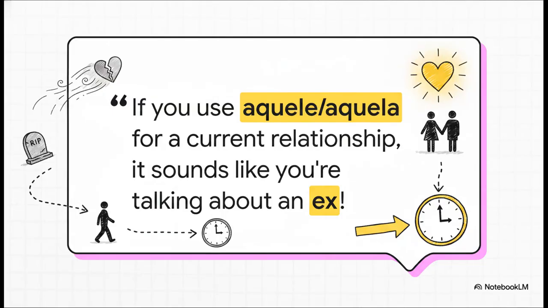And hey, if you need a really sticky way to remember this, here you go. If you're talking about your current relationship and you use aquele or aquela, well, you're pretty much telling everyone they belong in the distant past. So yeah, maybe stick with este or esta for the here and now. It's funny, but trust me, very effective way to remember the rule.